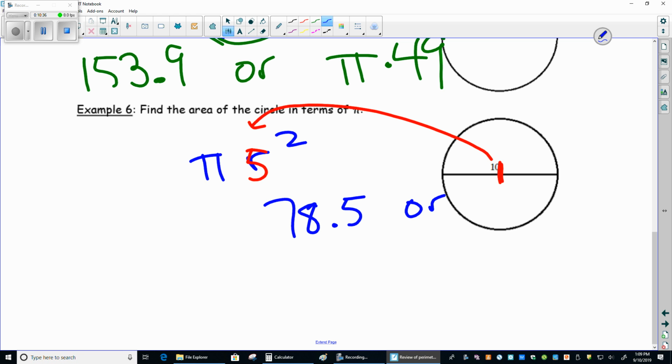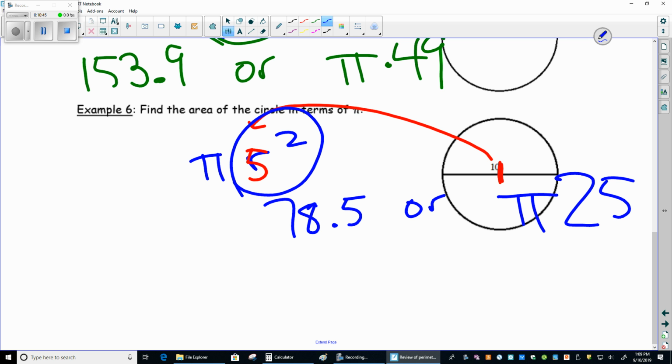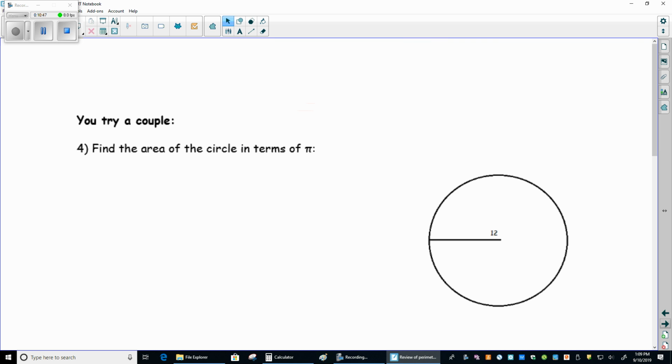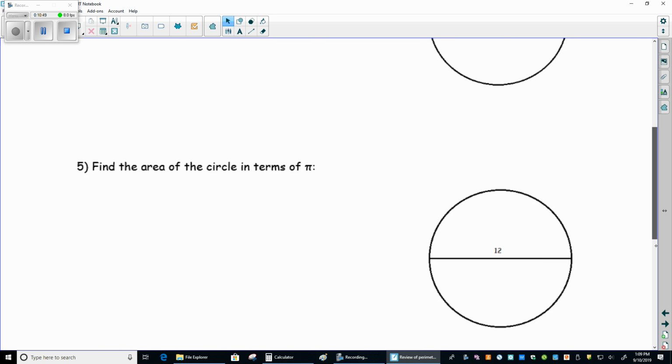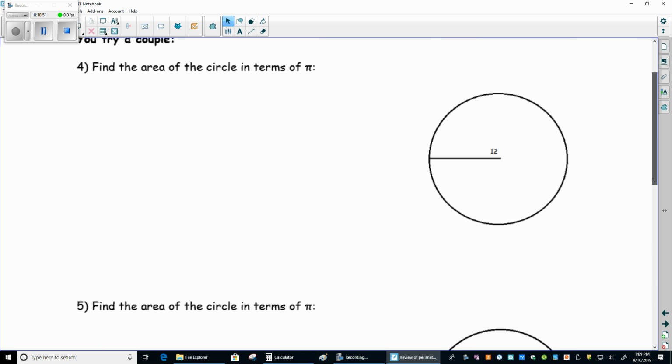Or if I wanted it in terms of pi, they just leave the pi and want us to do the rest of the work. I end up getting pi 25 or 25 pi. Okay? On the next page, I think I have you guys trying a couple. Pause it, do them both, and then we're done.